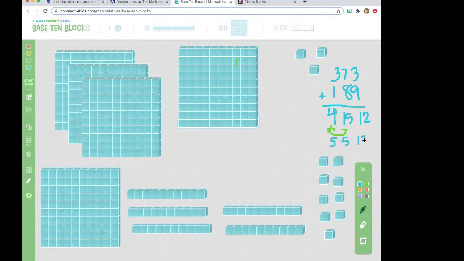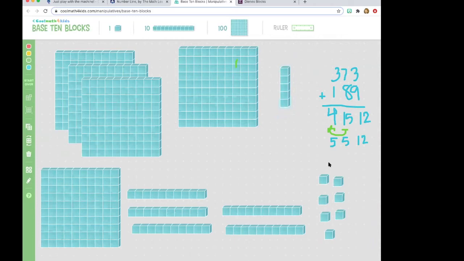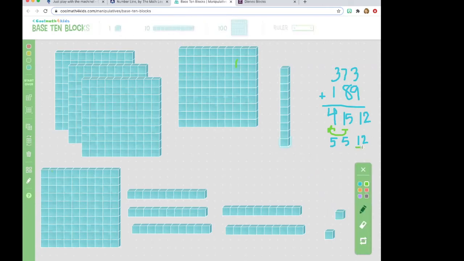have these 12 ones. So likewise, we can regroup the 12 ones. Let me make sure I'm not in the pen anymore. And 1, 2, 3, 4, 5, 6, 7, 8, 9, 10. Here we go. Boom. 1, 2, 3, 4, 5, 6 now, right? We think about this regrouping here. Take this one rod, move it over, and I see I have 5 flats, 6 rods, and 2 units, 562.